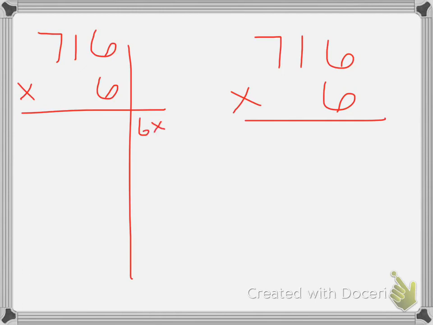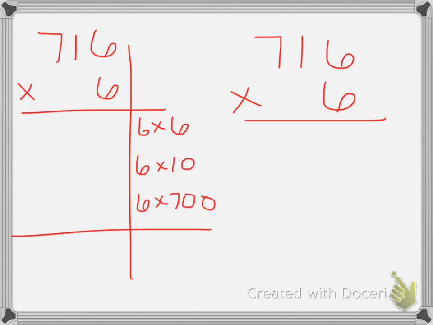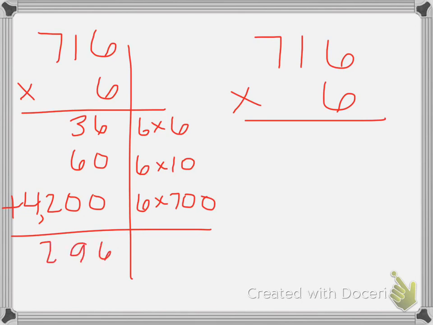Alright, partial product. 6 times 6, 6 times 10, 6 times 700. Here we go. 6 times 6, 36. 6 times 10 is 60. And 6 times 7 is 42, times 100 is 42 hundreds. Add together. You should have gotten 4,296. Hopefully you got the same answer with your standard algorithm.